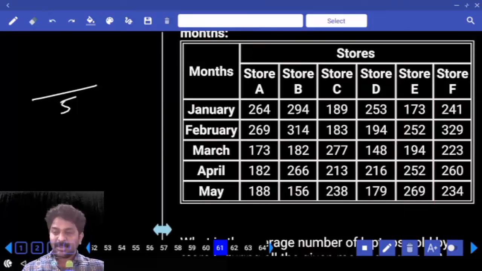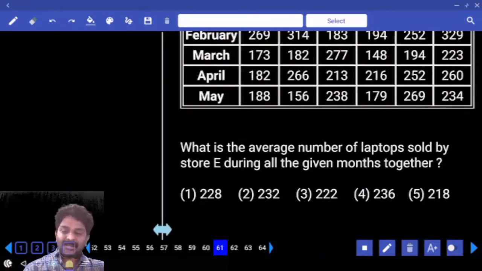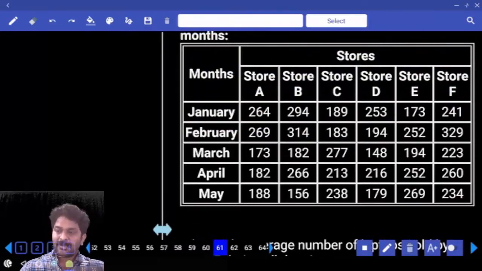Benchmark, start with the benchmark. Look at your options. All the options are above 200 only. You may take the benchmark as 200, 210, 220, 230, whatever you want. I'll start with 200, okay? Come on, look at the first number.